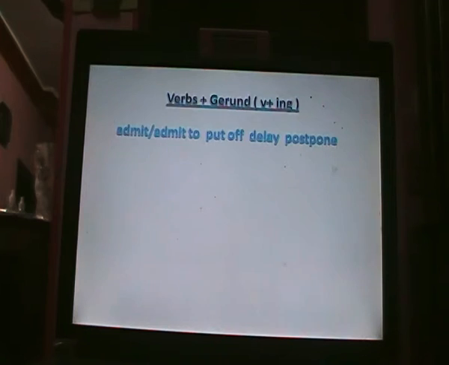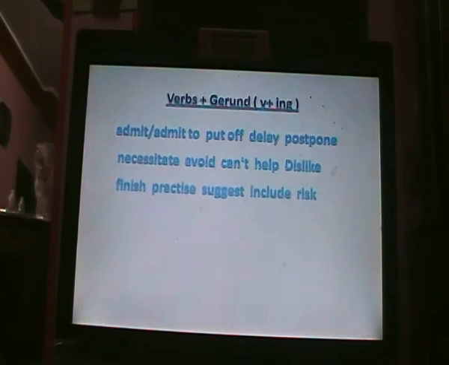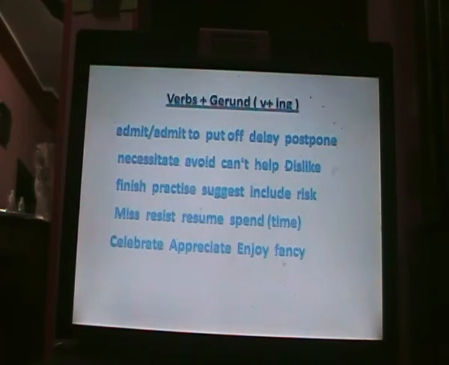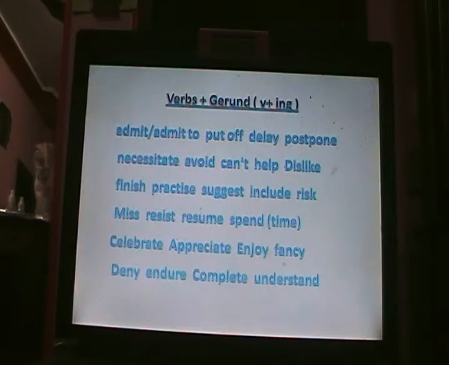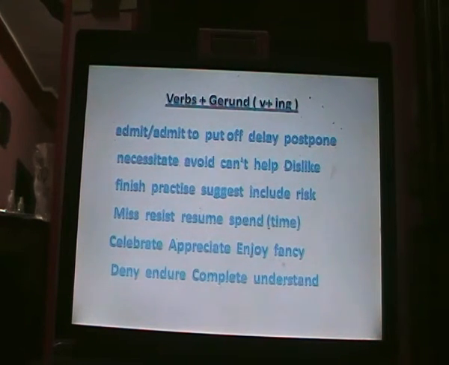We'll begin with verbs that are followed by gerund, like admit, admit to, put off, delay, postpone, necessitate, avoid, can't help, dislike, finish, practice, suggest, include, risk, miss, resist, resume, spend time, celebrate, appreciate, enjoy, fancy, deny, endure, complete, understanding. For example, if I say "I admit drinking milk in the morning," after admit I used drinking, verb plus ing. So all these verbs are followed by gerund, and gerund means verb plus ing.